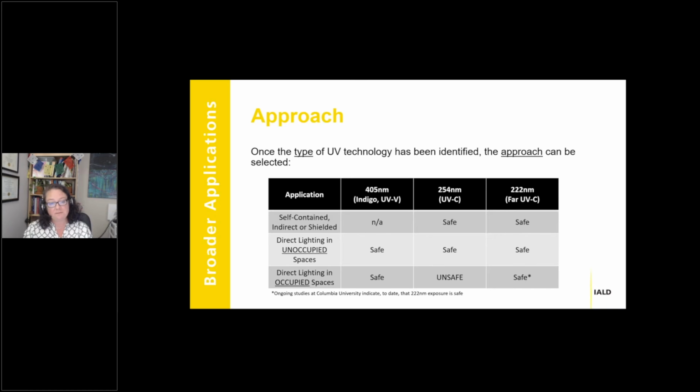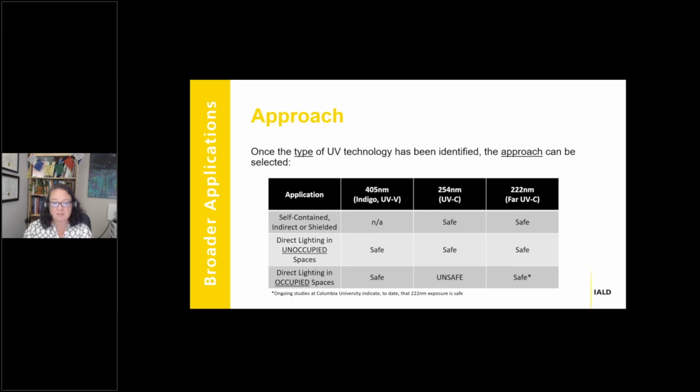On the other hand, 254 traditional UVC sources, which are much more broadly effective than 405, can cause harm to occupants of the space. As such, you'll often see 254 used in self-contained units like disinfecting cabinets. Or 254 might be integrated into those upper air GUV fixtures where they are completely indirect and shielded from view. 254 should not be used in occupied spaces though, so the integration of safety mechanisms is critical.